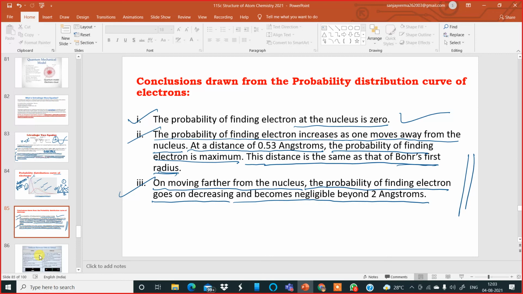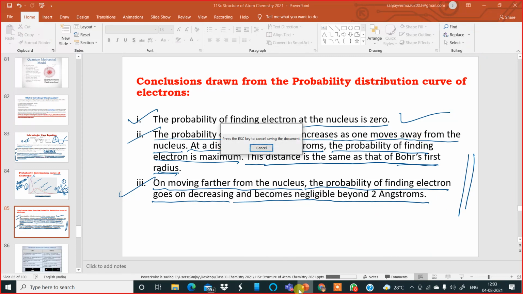Now I would like to conclude my class here, and in the next class I will explain the differences between orbits and orbitals, teach you how to get the values of the four quantum numbers n, l, m and s in detail, and help you solve some simple numericals based on the concept of quantum numbers. So just hang on till I record the attendance for you all.